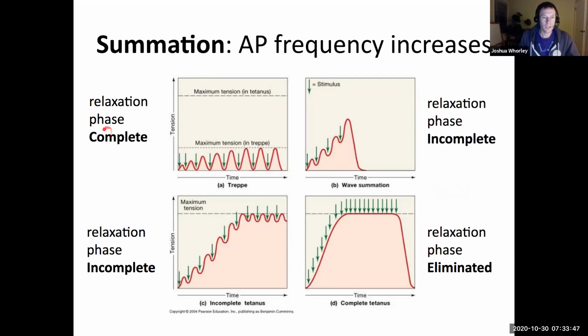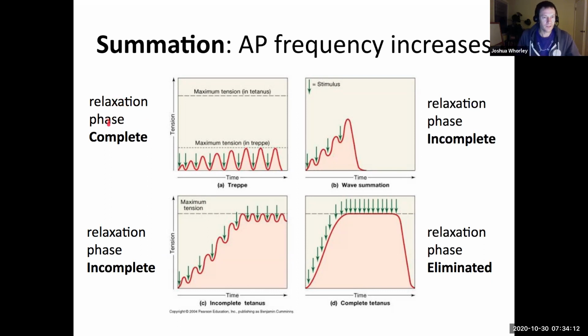The tension over time when we have a complete relaxation phase. Now, what does it mean to have a complete relaxation phase? How do we get all the way back to completely relaxed? Well, the only way that could happen is if we get complete or nearly complete reclamation of calcium ions back into the terminal cisternae of the sarcoplasmic reticulum. That's the only way we can get back to complete relaxation.